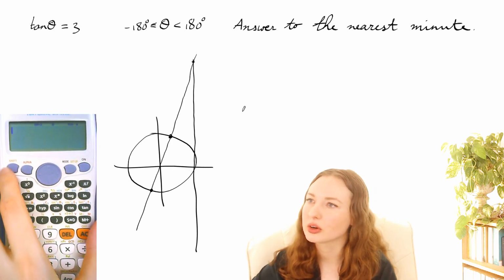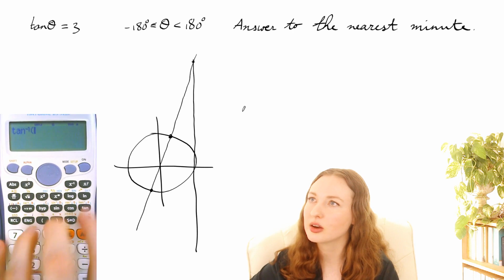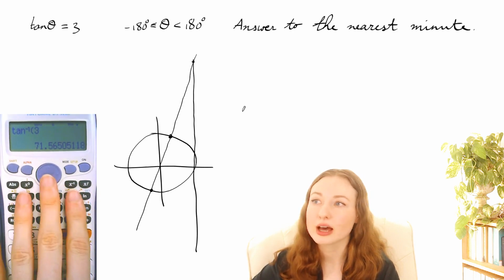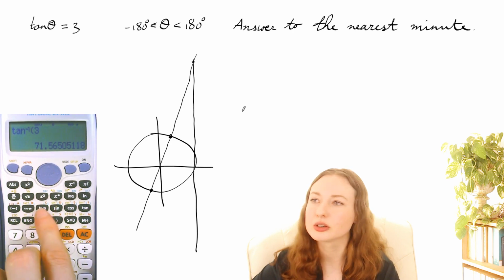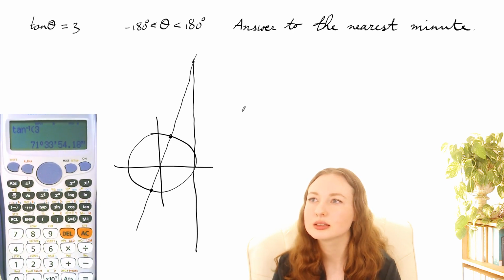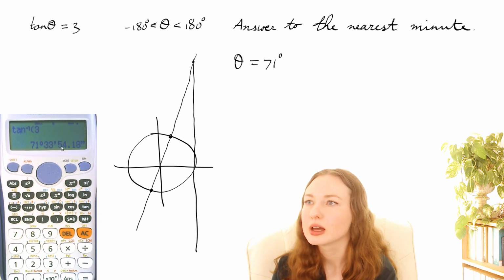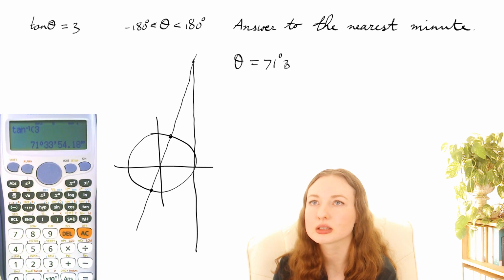So let's try that out exactly. Arctan of 3 will tell us that. That's good. And then if we want it to the nearest minute, we hit that. And we've got 71 degrees. And then we have to round it up because that's big. So 34 minutes.